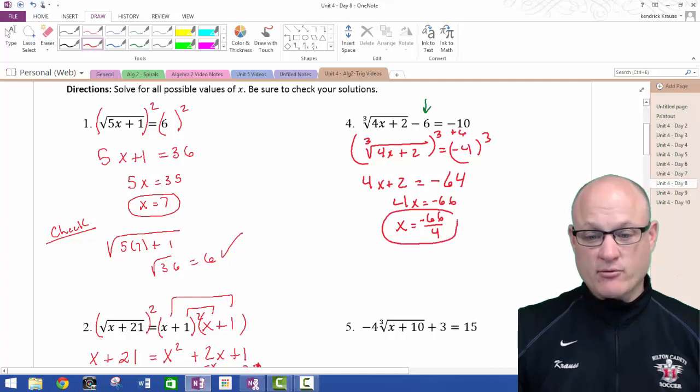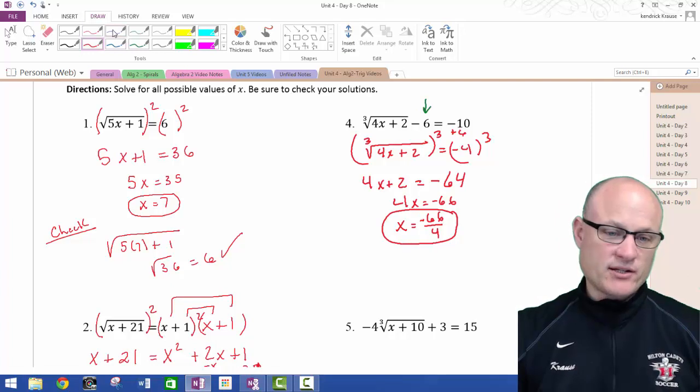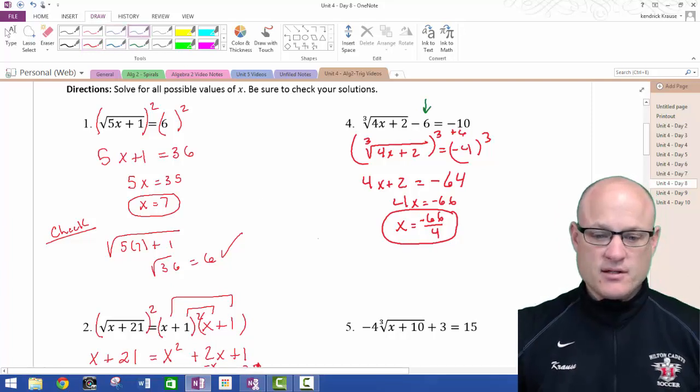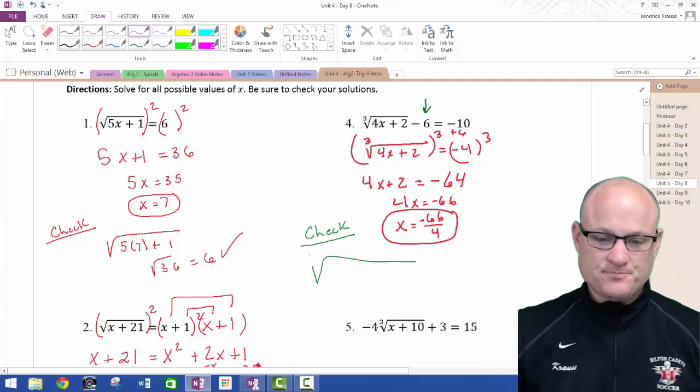Unless they say rounded to the nearest hundredths or something like that, that's fine. Let's check this. I know what you're thinking. Fraction. I got a stupid fraction. Actually makes life rather simple.